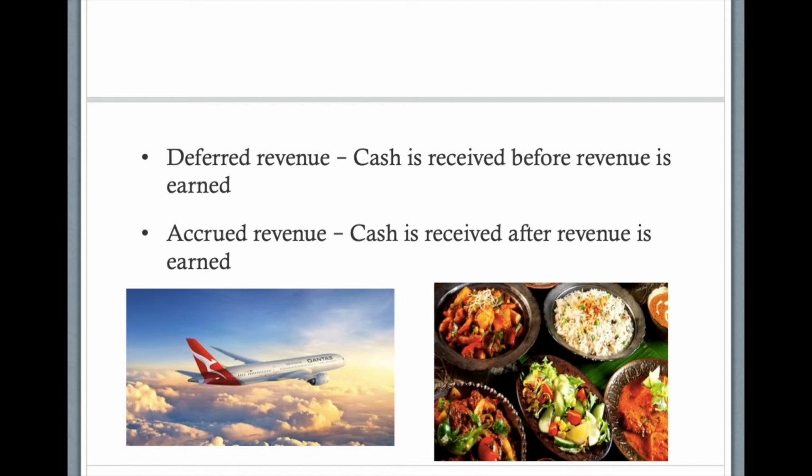Deferred revenues are defined as cash being received before revenue is earned, and therefore a product or service is owed by the firm. An example of this is when airlines receive cash from pre-booked tickets. An accrued revenue is when cash is received after revenue is earned, and therefore cash is owed to the firm. An example of this is when a restaurant issues the bill after customers have eaten.